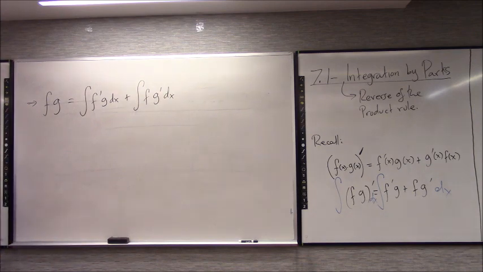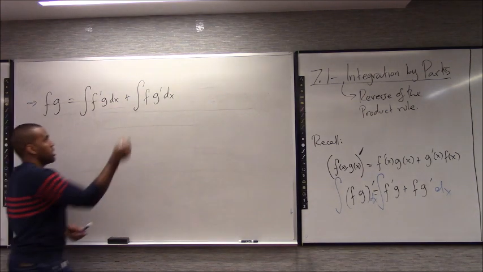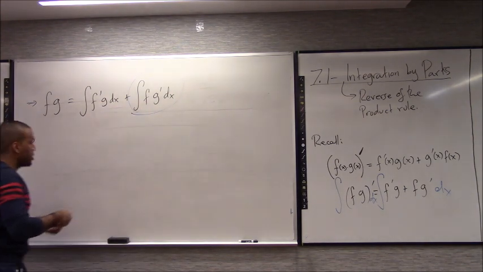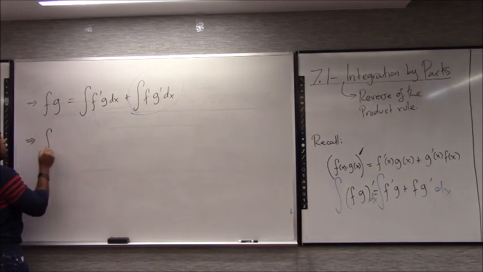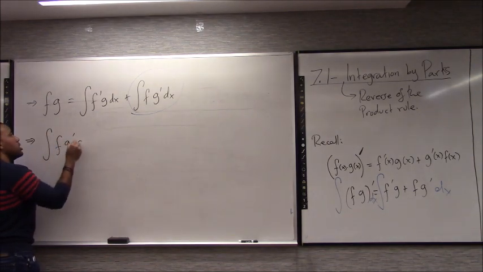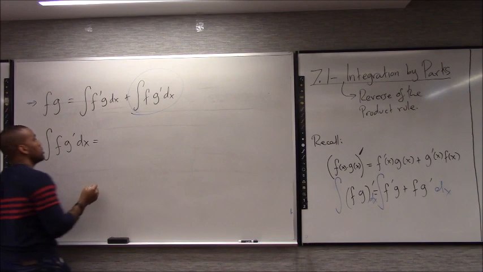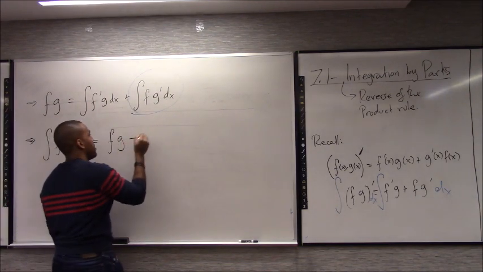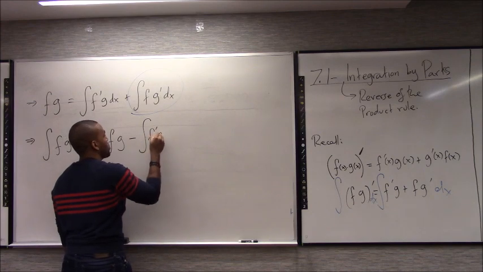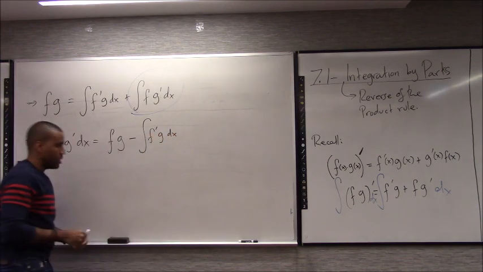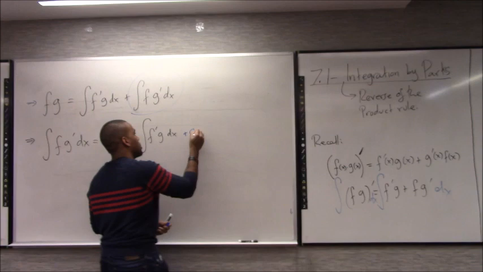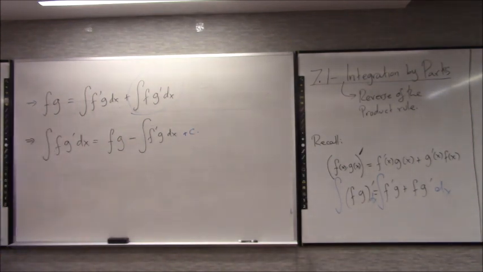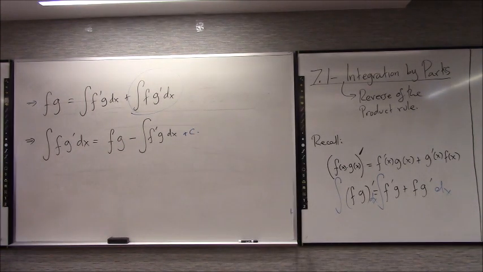And now what I'm going to do is solve for one of these, just because I feel like it. I'm going to solve for this one. So this means that the integral of f times g prime is going to be equal to f times g, minus the integral of f prime g. And of course there's a plus c here, but I'm not really worried about that right now. And that's the integration by parts formula.